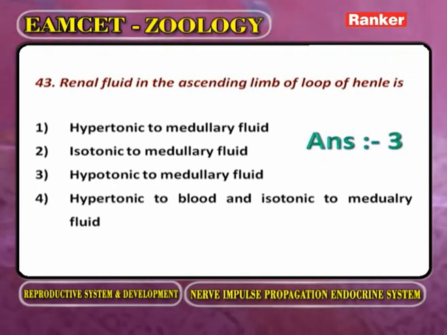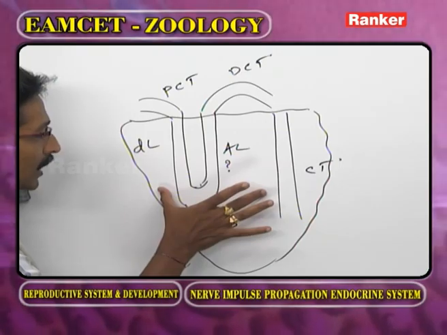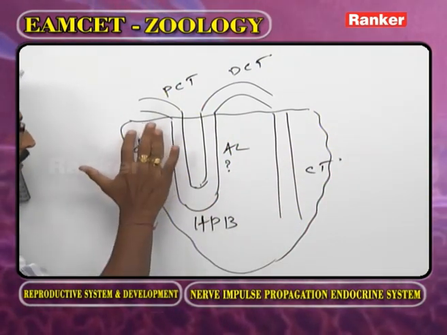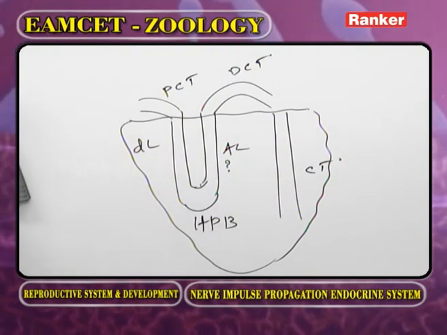What is meant by medullary fluid? It is the tissue fluid present in the medulla. The medulla appears pyramid-shaped, so it is called the medullary pyramid. Now we go for the next question.